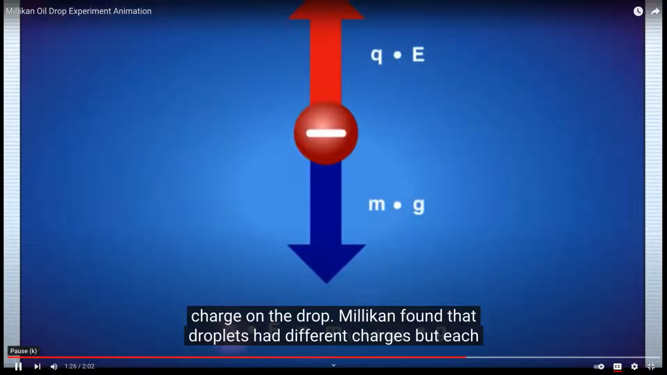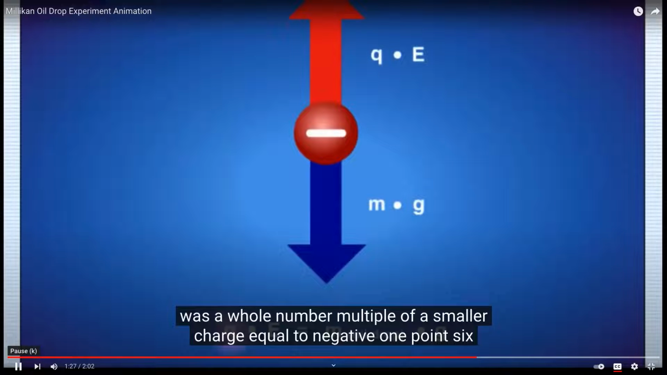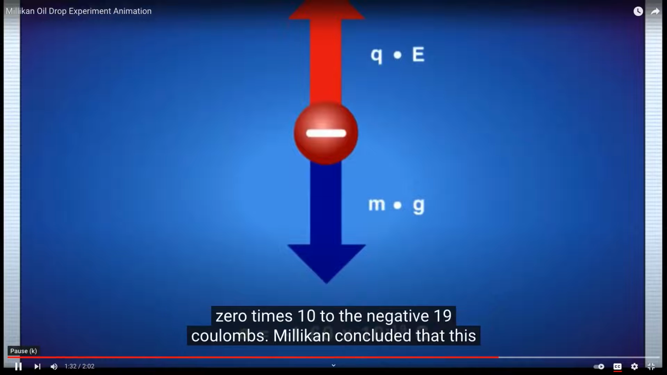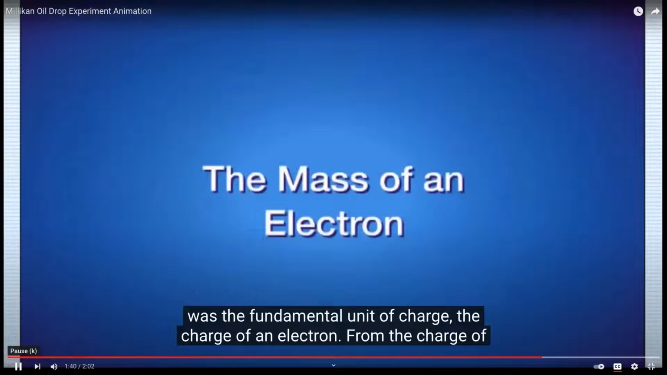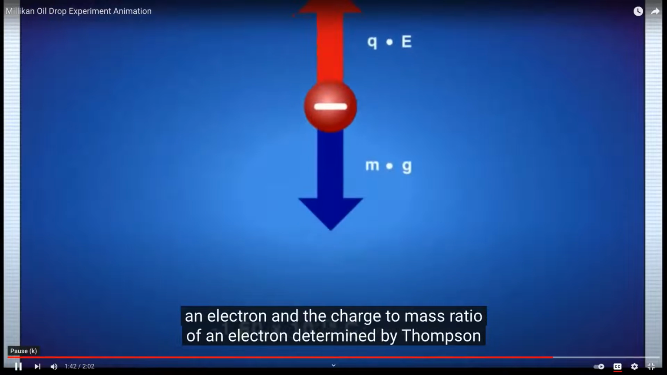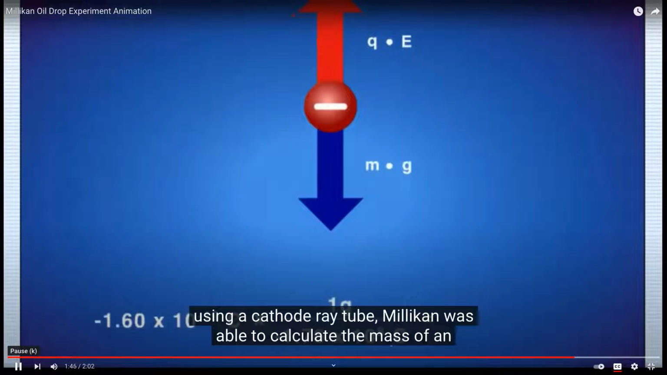Millikan found that droplets had different charges, but each was a whole number multiple of a smaller charge, equal to negative 1.60 times 10 to the negative 19th coulombs. Millikan concluded that this was the fundamental unit of charge, the charge of an electron. From the charge of an electron and the charge-to-mass ratio of an electron determined by Thomson using a cathode ray tube, Millikan was able to calculate the mass of an electron.